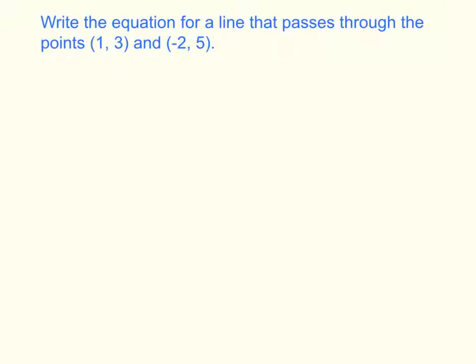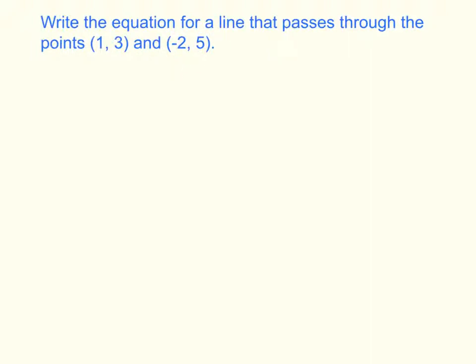So let's look at a second equation from 2 points problem. And I'll look at this one just a little bit differently and actually build on some of what you have learned about using tables and how we write equations for tables. Once again, we're writing the equation for a line that passes through 2 points, and the 2 points we're given are (1, 3) and (-2, 5).